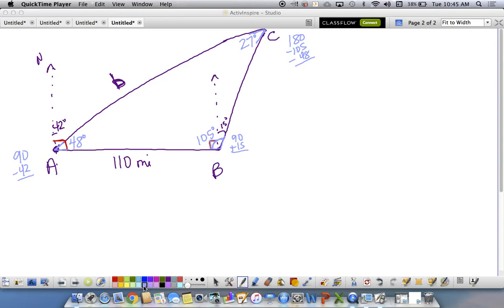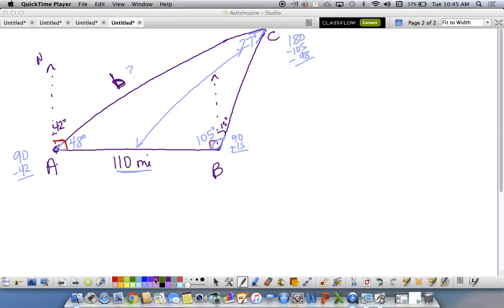So, here we go. Now that we know all the angles, do we know any side lengths? Well, we're looking for side B, but we know this side over here, which is C. Do we have an angle and a side opposite it? Yes, we do. So guess what? We can use the law of sine.